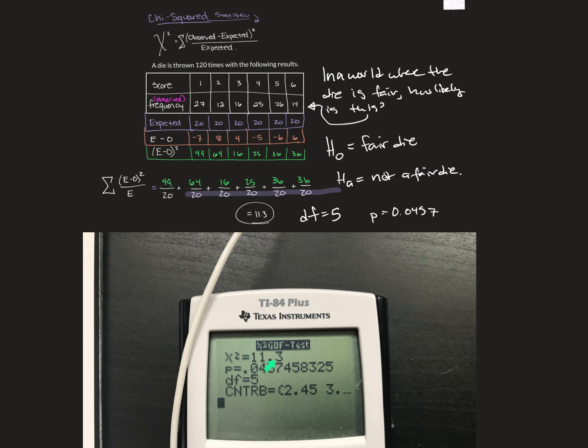So we've got our chi-squared value. It came out as 11.3. Here's our p-value. That's the probability of this thing happening. And notice I did have it set at the degrees of 5. Don't necessarily have to worry about this part.